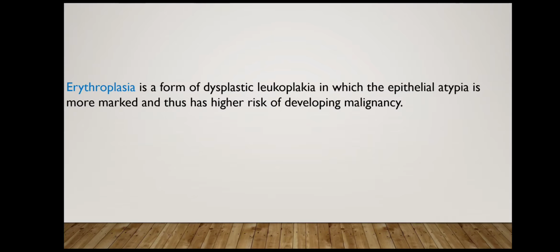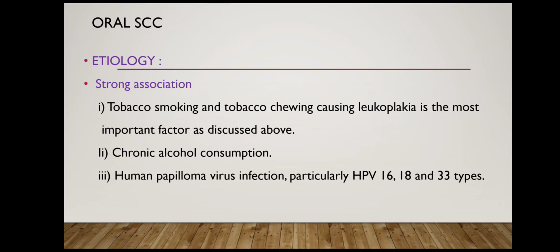Erythroplakia is a form of dysplastic leukoplakia in which the epithelial atypia is more marked and thus has a higher risk of development of malignancy.